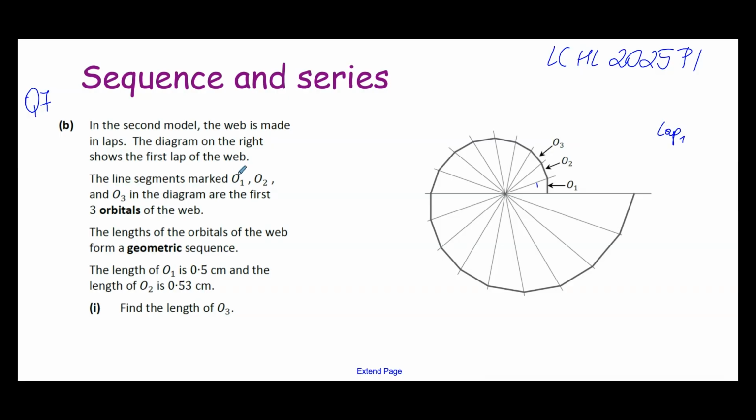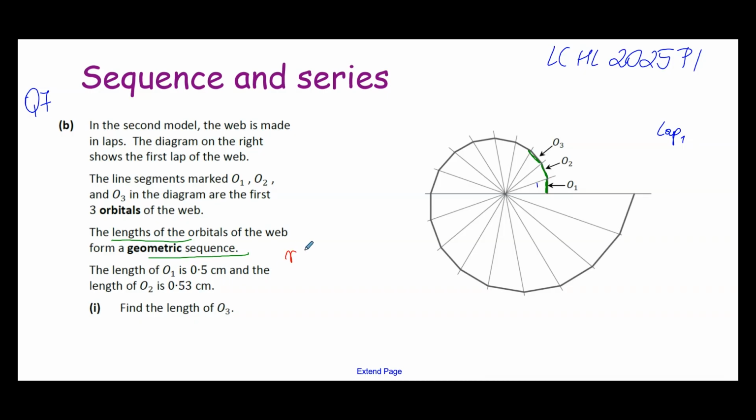The line segments O1, O2, and O3 in the diagram are the first 3 orbitals of the web. So what they mean is this part. That's O1, that's O2, that's O3. The length of the orbitals of the web form a geometric sequence. The length of O1 is 0.5 and the length of O2 is 0.53.